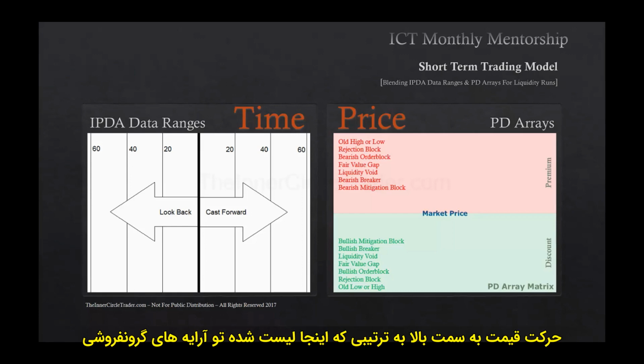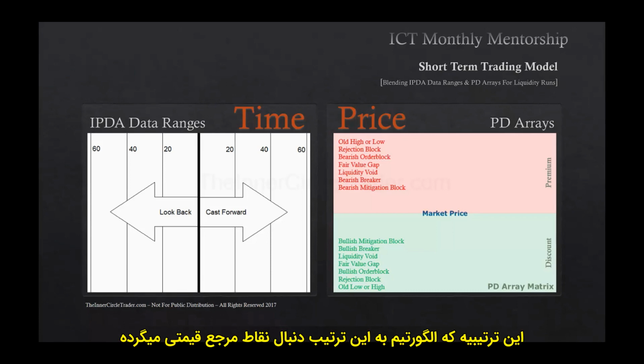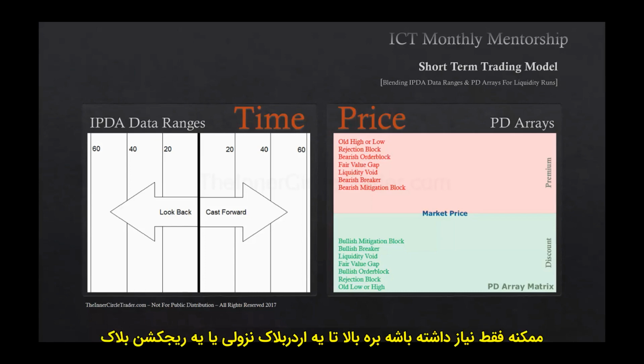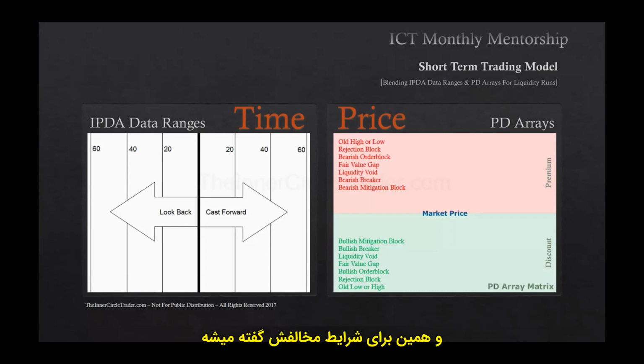Moving from the market price up in the order that's listed in the premium data arrays, that's the order in which the algorithm will seek those respective price reference points. They're not in any different order. This is the order, or the hierarchy, in the way that they're set up. There is not always a void or a gap or a mitigation block. It may just simply need to go all the way up to a bearish order block or a rejection block. And the same thing is said in opposite terms for when the market's in a discount.